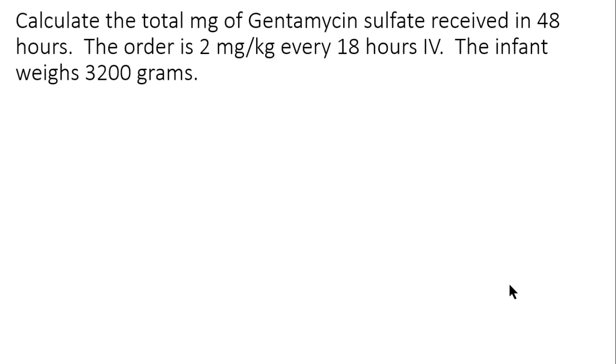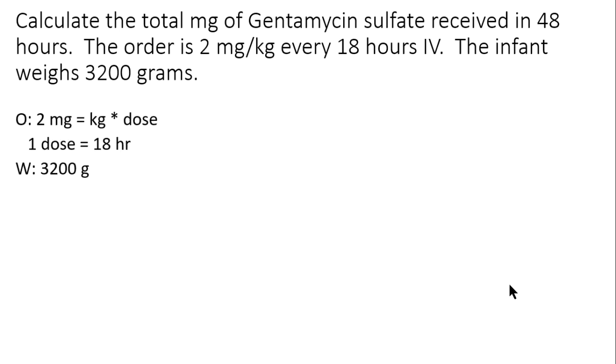Okay, so calculate the total milligrams of gentamicin sulfate received in 48 hours. The order is 2 milligrams per kilogram every 18 hours IV. The infant weighs 3,200 grams. So what is the order? Our order is for 2 milligrams per kilogram per dose. And there is 1 dose every 18 hours. And the weight of the infant is 3,200 grams. Now, what are we looking for? We're looking for milligrams in 48 hours.